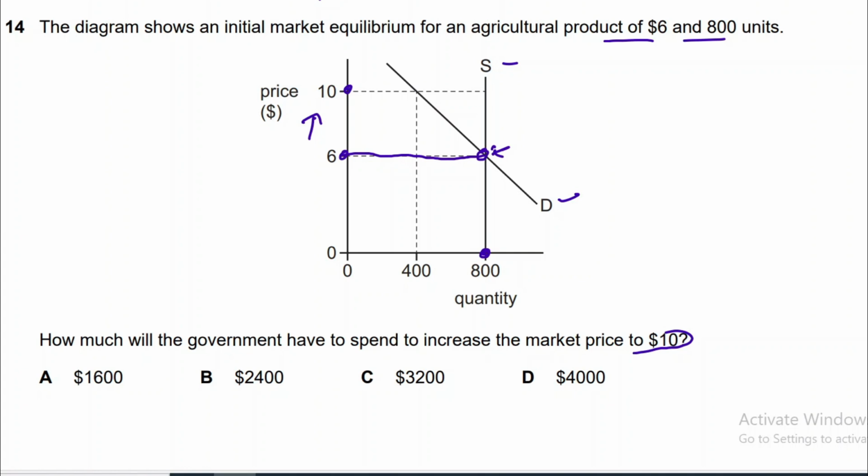Keep in mind, when price increases to $10, you can see demand decreases to 400 units, because when price is high, fewer people will purchase the product. And you can see the supply is 800 units, so supply is more than the demand. So this much quantity will be purchased by the consumers, and the rest of the quantity will have to be purchased by the government. So the government will purchase this extra quantity from 400 to 800 at price 10.